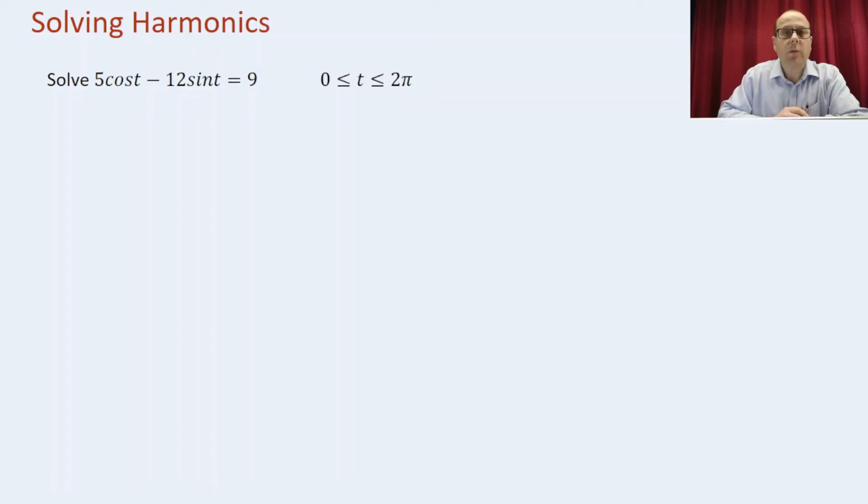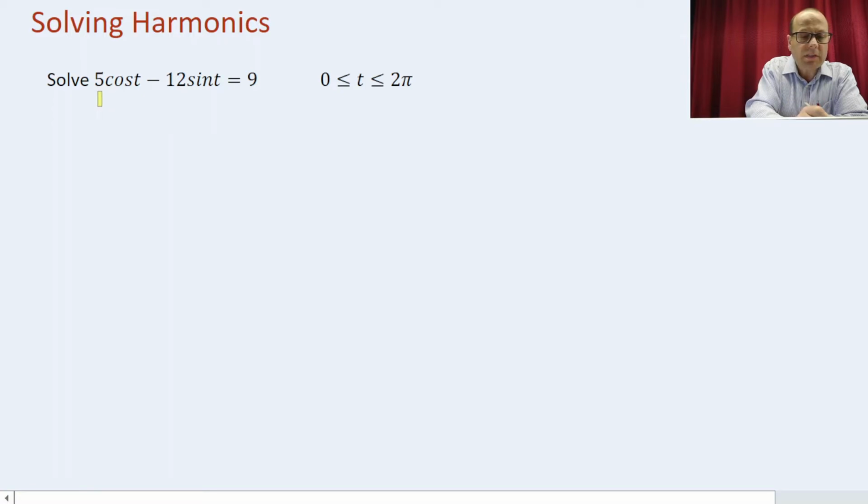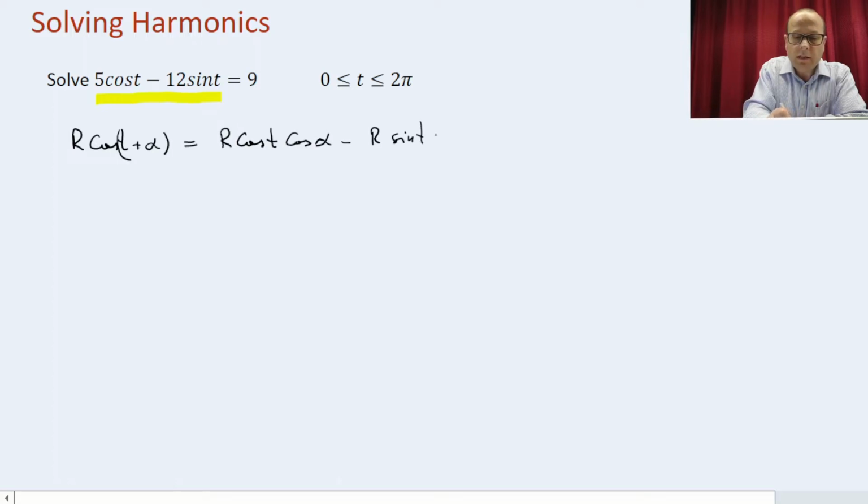Hello, today I will show you how to solve this harmonic equation. First of all, I will express the left-hand side in the form r cos(t + alpha). Then, using the double angle formula, I will expand it, which will be equal to r cos t cos alpha minus r sin t sin alpha.